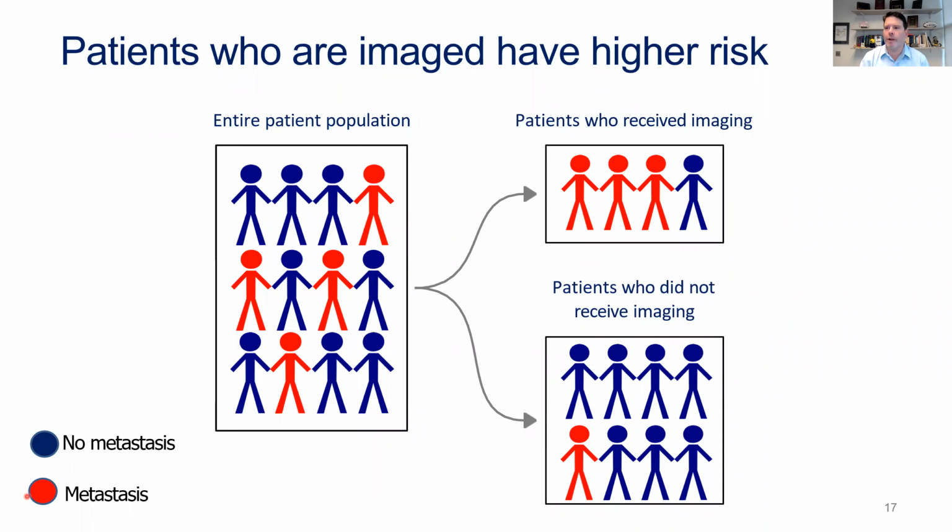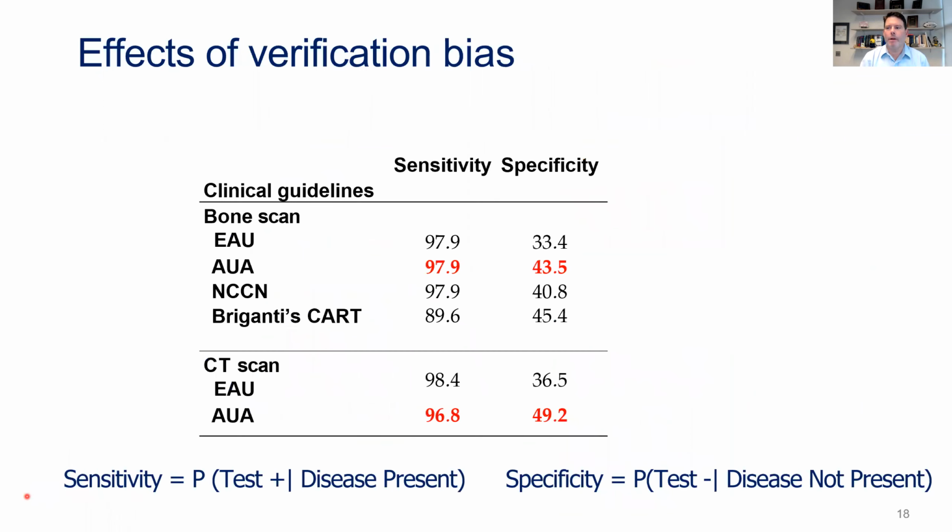And so this is the crux of a problem, a verification bias. We only have that outcome information or those labels for patients that got imaged. And so the first thing that we wanted to do in this study was to evaluate some of the existing clinical guidelines that are out there that define who should get imaged and who shouldn't.